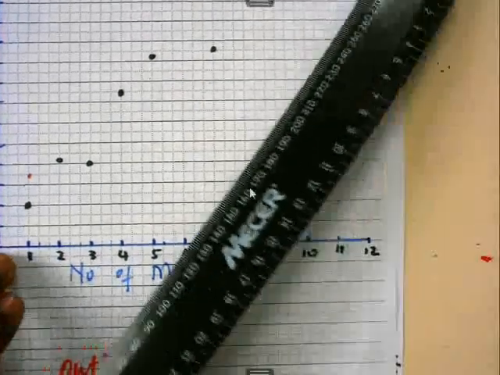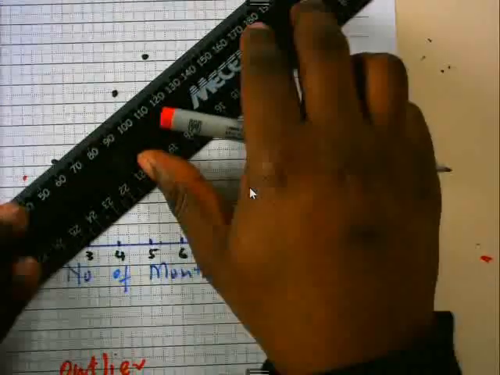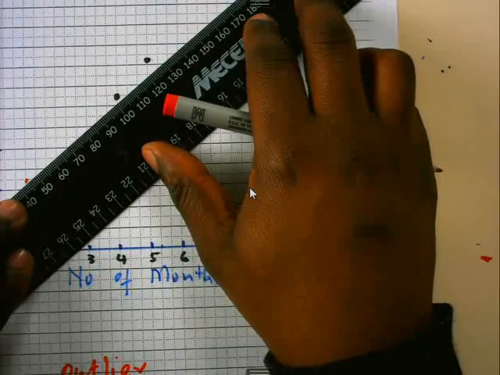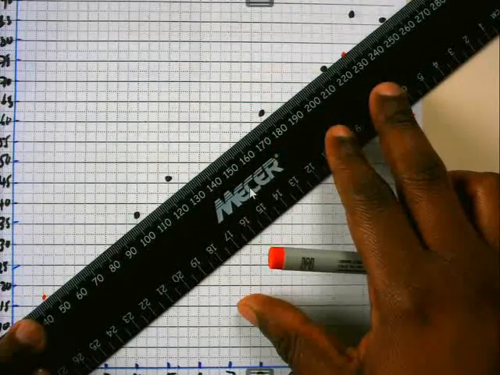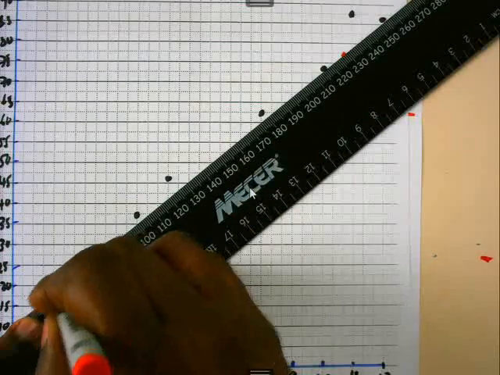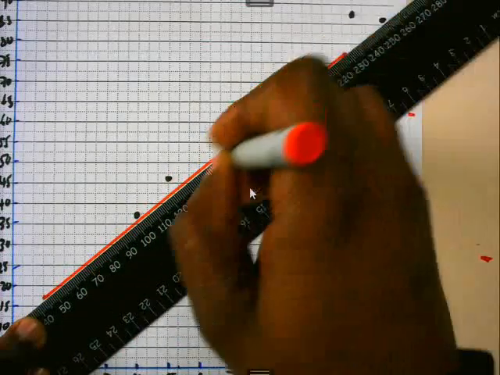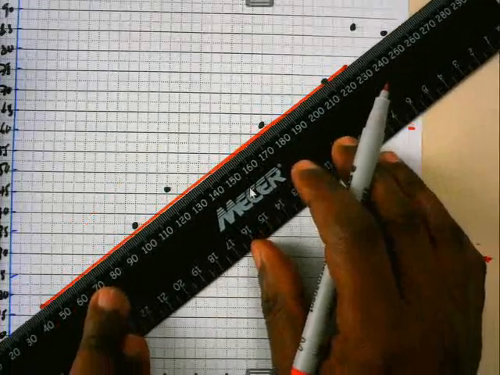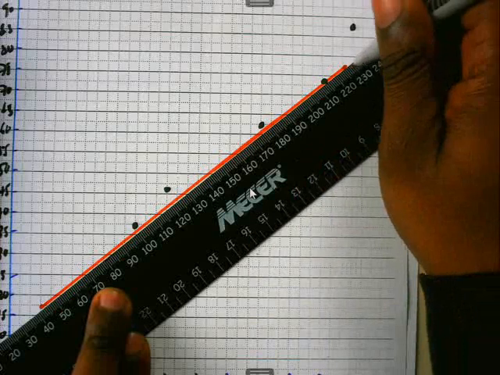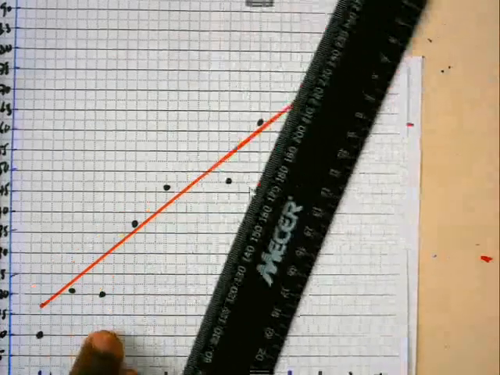Now we use the 2 points. We join the 2 points. We use a ruler to join them. There are our 2 points. Now we have drawn the line of best fit.